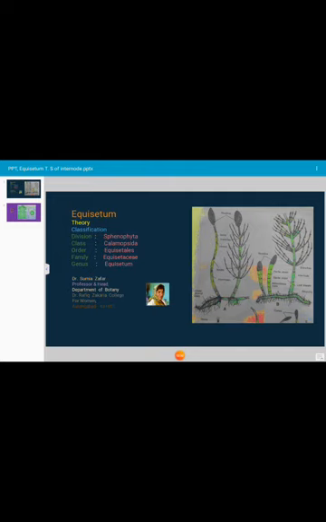Today's topic for discussion is anatomy of stem of Equisetum. Anatomy, or internal morphology, of stem of Equisetum, or transverse section of stem of Equisetum. Let us see the details of internal structure. In the slide, a photograph is shown for the internal structure of stem of Equisetum. Equisetum is a pteridophytic plant. Let us see all the details of internal structure of stem.